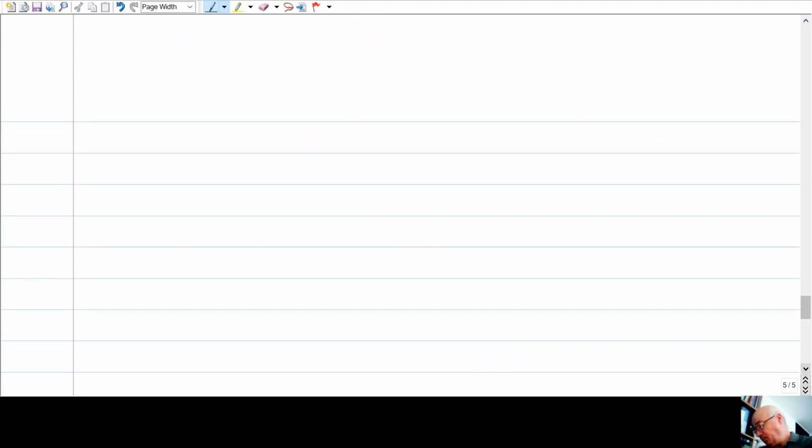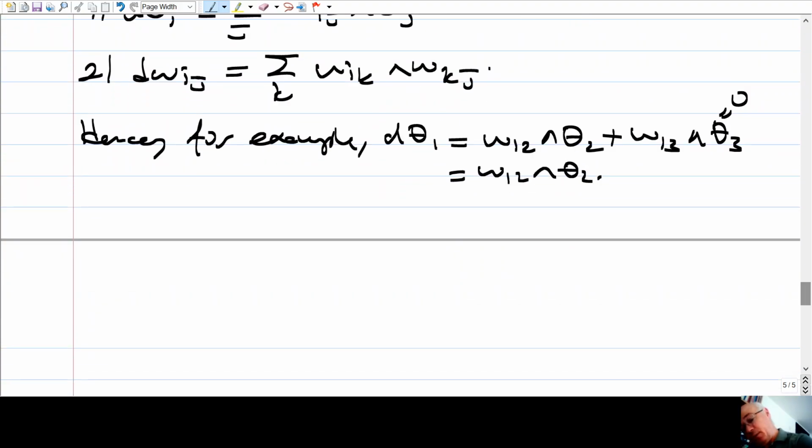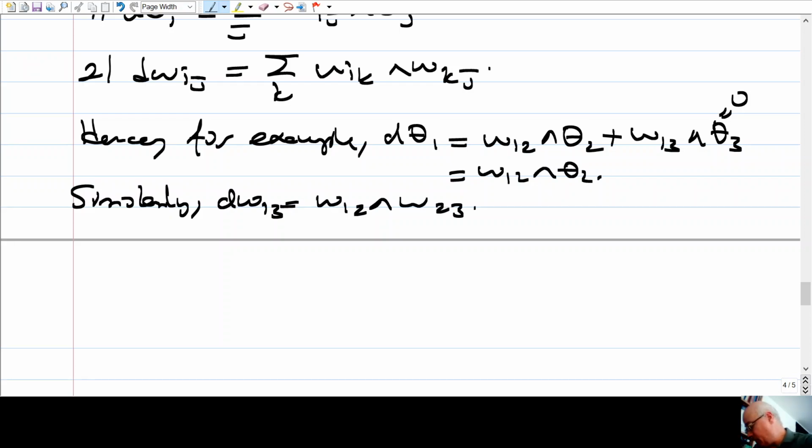Similarly, the omega 1, 3, this is just okay. So i is 1 and j is 3. So the only non-zero term comes from k equals 2. So this is 1, 2 wedge 2, 3. And the other ones are similar.